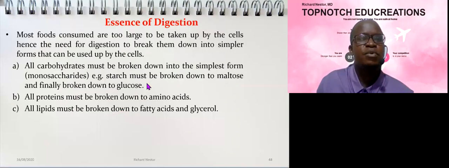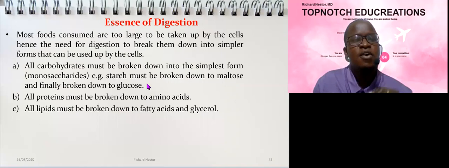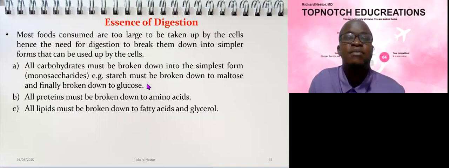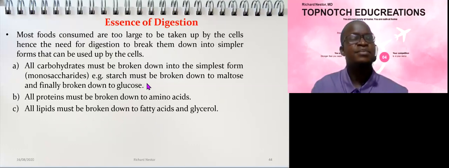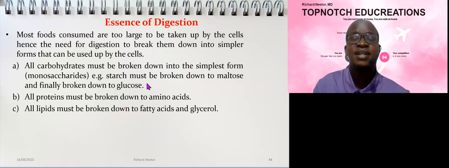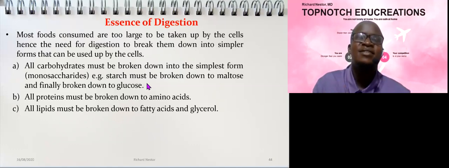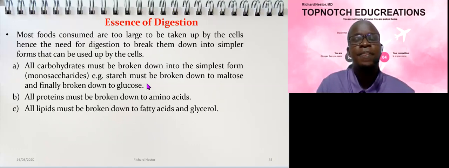Once again, it's also important for you to note that all carbohydrates must be broken down into the simplest form. And the simplest form of carbohydrates are the monosaccharides. So we have the three classes of carbohydrates. Monosaccharides are the simplest form. The main examples of monosaccharides we have learned are glucose, fructose, and galactose. These ones, when taken in during feeding, will not be digested in any way because they're already in the simplest form.